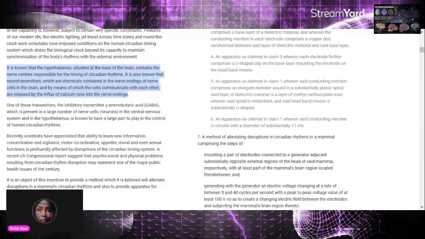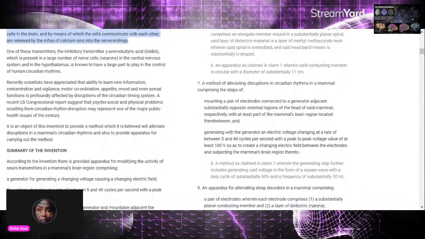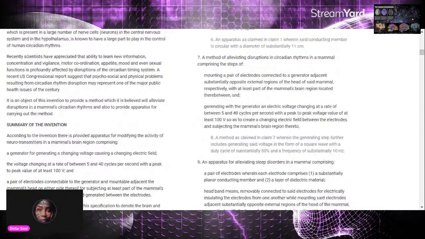One of these transmitters, the inhibitory transmitter, gamma-aminobutyric acid, we'll just say GABA, which is present in a large number of the nerve cells and neurons in the central nervous system and in the hypothalamus, is known to have a large part to play in the control of the human circadian rhythms, because it's all dependent on the electrolysis in your mind, the electrolysis.